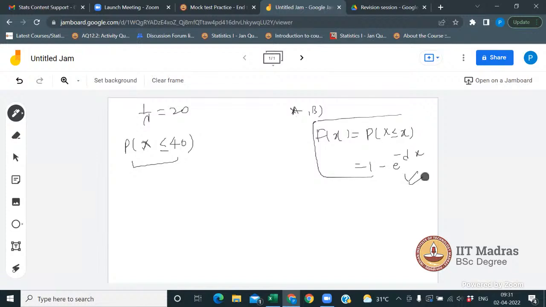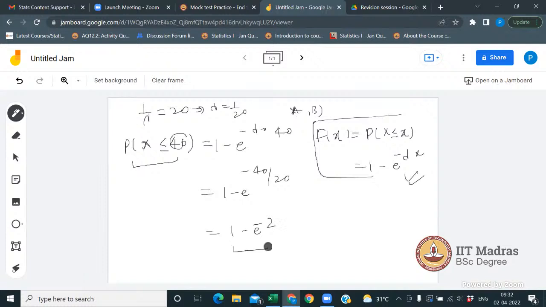You know this. It is coming 1 minus e power minus 2. F of x, so I found it. It will be 1 minus e raised to power minus lambda times this x, means 40. Okay, so your lambda will be 1 by 20. Right?